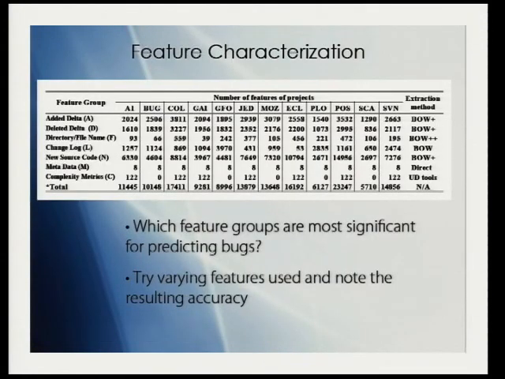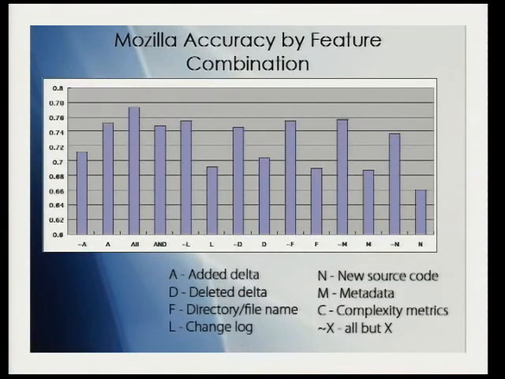The next question we want to know about is that we have used a bunch of different features from different groups. For example, we get all keywords in edited delta or deleted delta. So the question is, which feature groups are most significant for predicting bugs? So we try to combine different features from different groups and classify again, and then see what kind of features have very strong predictive power. So this is the result from Mozilla, accuracy by feature combination. Each letter indicates a group of features. The tilde means we used every feature but that feature. For example, tilde A means we used every feature except the edited delta, and so on.